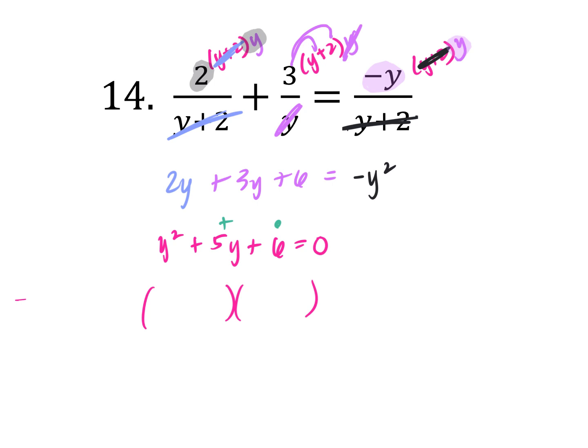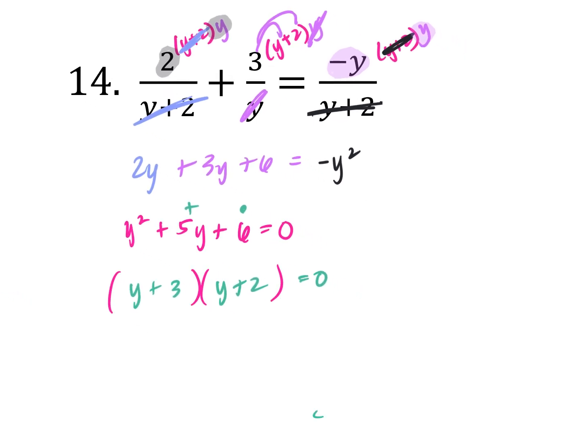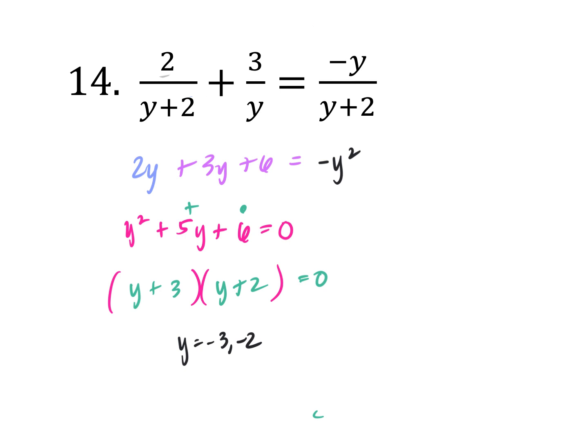What multiplies to be 6 and adds to be 5? Y plus 3, Y plus 2 is what you said, buddy? Sure did. Okay, what would my Y be? Negative 3 and negative 2. Which one of those do I have beef with? When I look back at my original problem, why do I have beef with negative 2? If I put negative 2 right here, what would this denominator be? Can I ever divide by 0? No, ma'am. So negative 2 cannot be an answer. Negative 3 is going to be my only one.